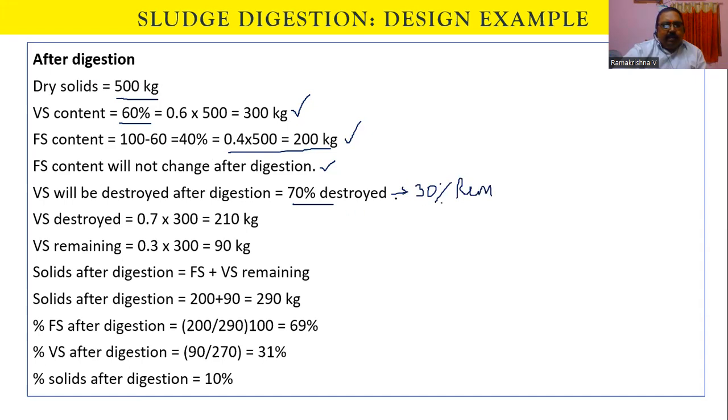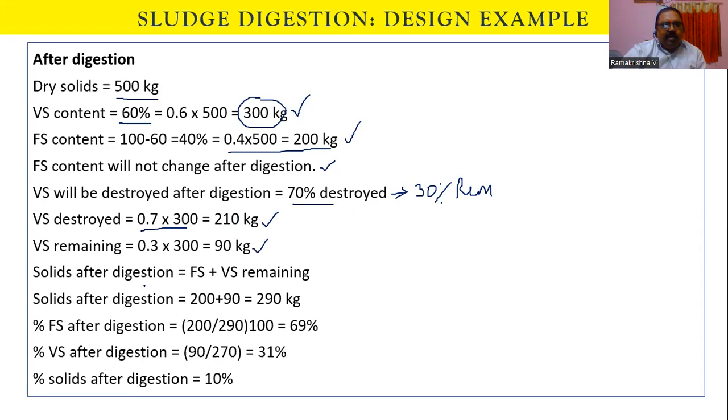So now what is 70% of volatile solids here? We will see. Volatile solids are found out as 300 kilograms. Out of 300, destroyed is 210 kgs, 0.7 into 300. What is remaining? Remaining is 0.3 into 300. That is 30% of this, 90 kgs.